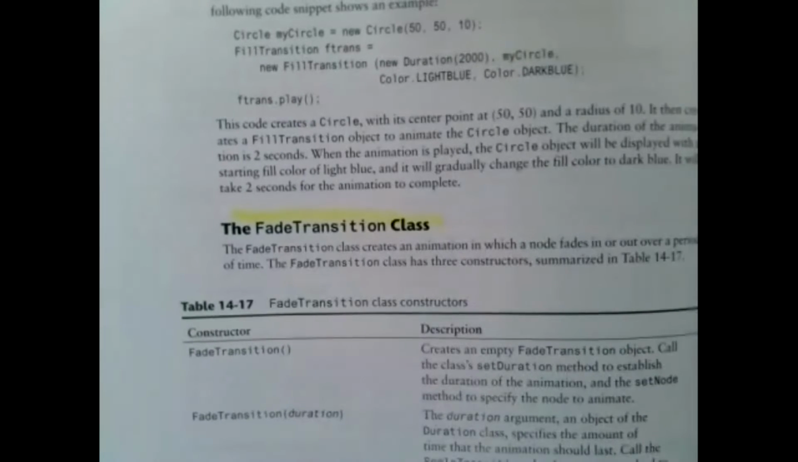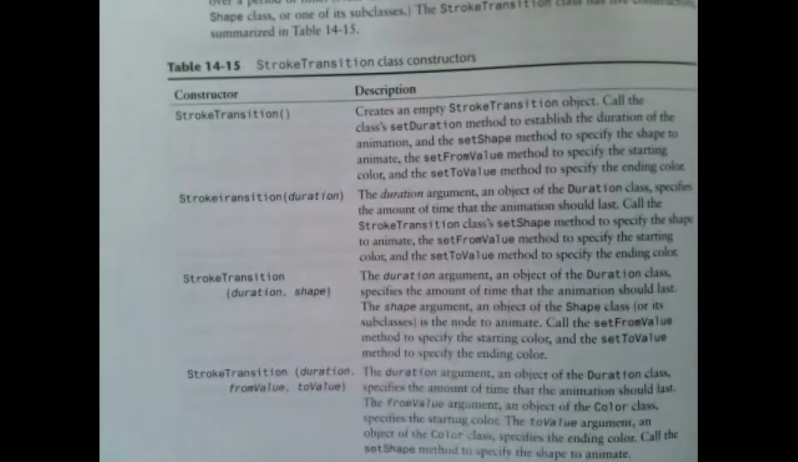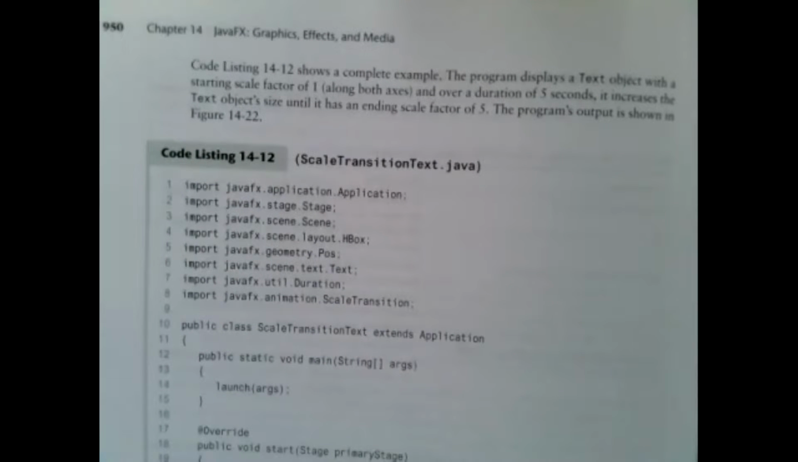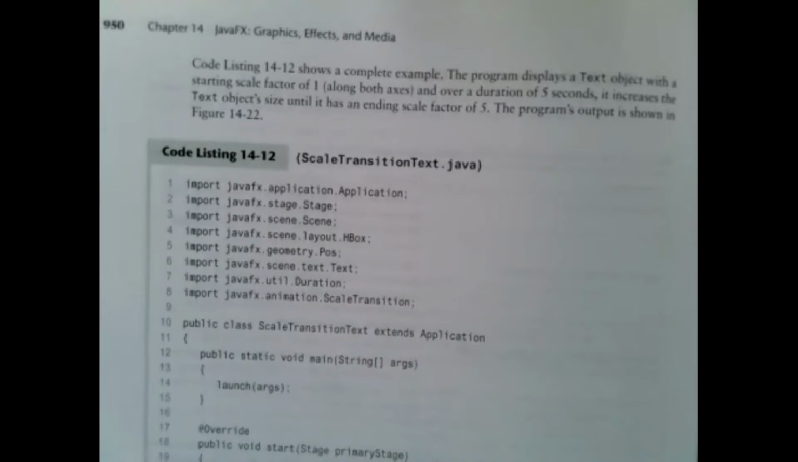So here's where we're going to go. I'm going to go back to the scale transition text example, but you're going to modify this. And here's what I want you to do. I want you to draw a yield sign. A what? A yield sign. What's a yield sign look like? Somebody go pull up a yield sign. Share it with your screen.